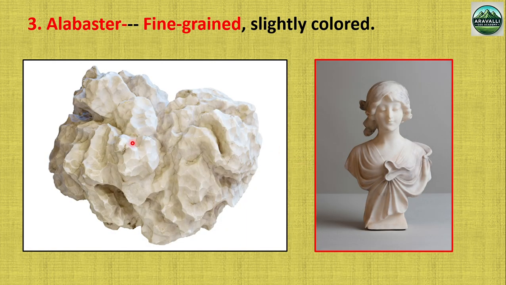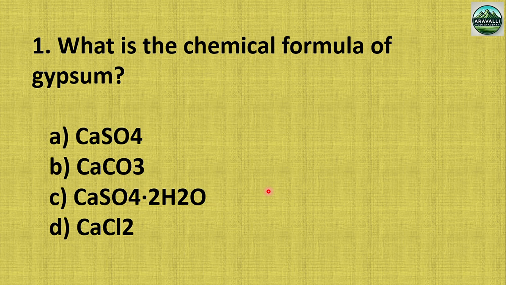Now next, see, this is very fine grain and very smooth. So this fine grain variety of gypsum is known as alabaster. This alabaster is also used for sculpture or carving. See, this is sculpture. So this is the mineral alabaster. Alabaster is a fine grain variety of mineral gypsum.